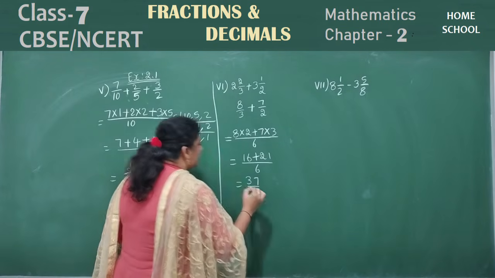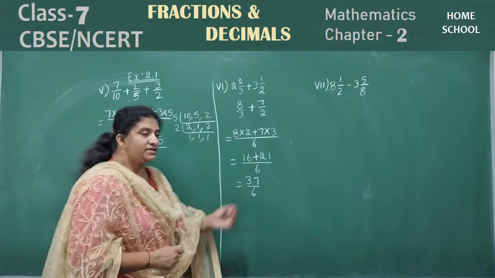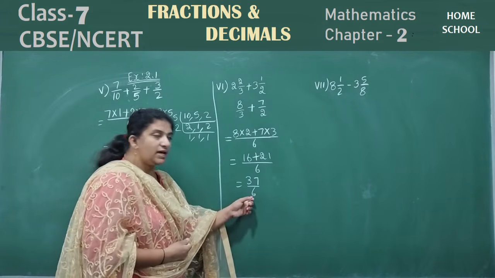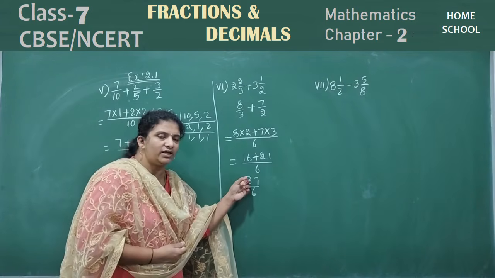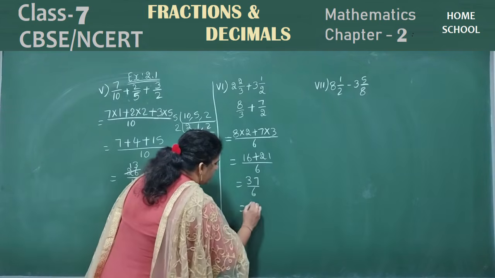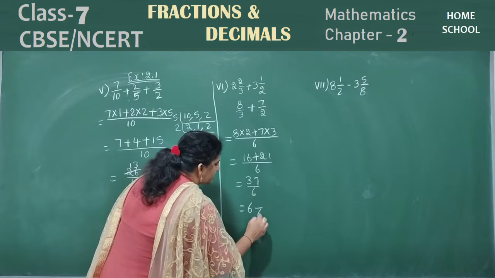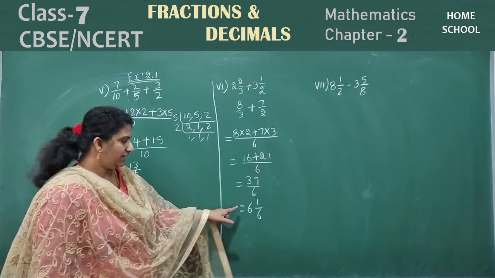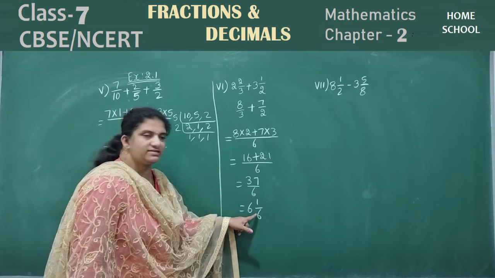37 by 6. Again it is improper. Can you convert it into a mixed fraction? Yes. In the 6 table, what is the nearest number you are getting? 6 6s are 36. So 37 minus 36 will be 1. That is 6 and 1 by 6 is your answer.